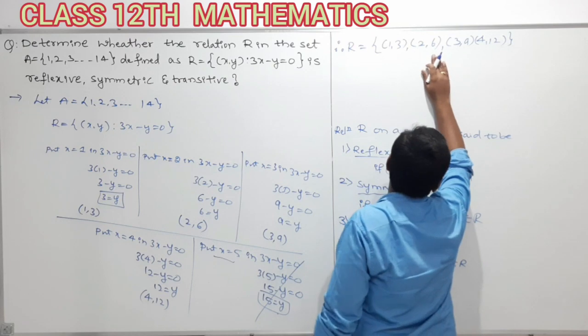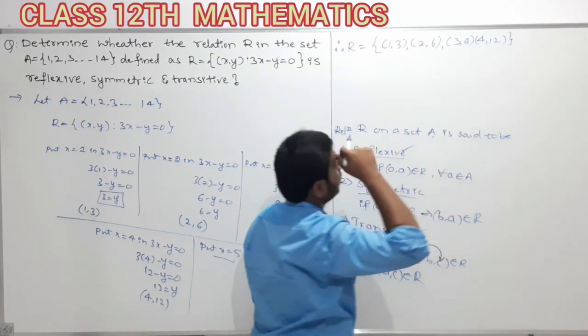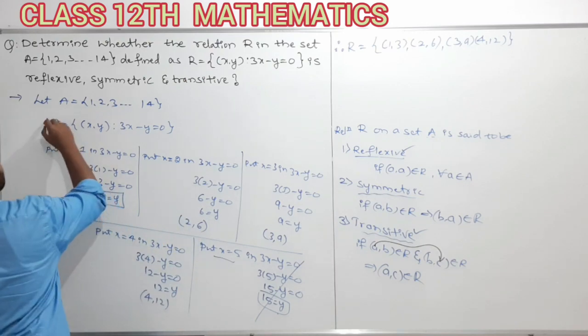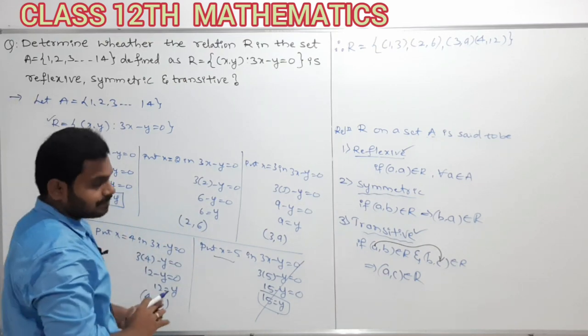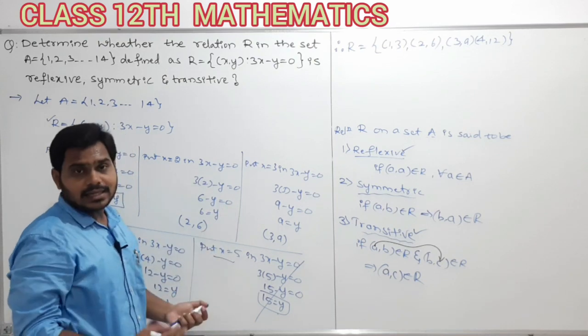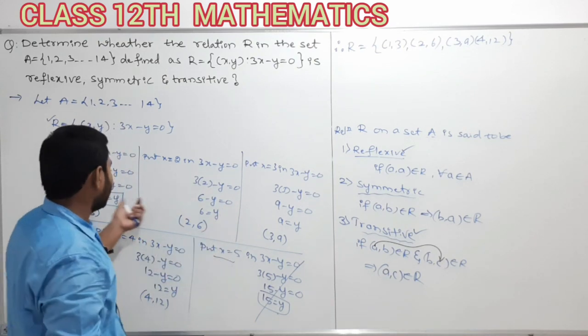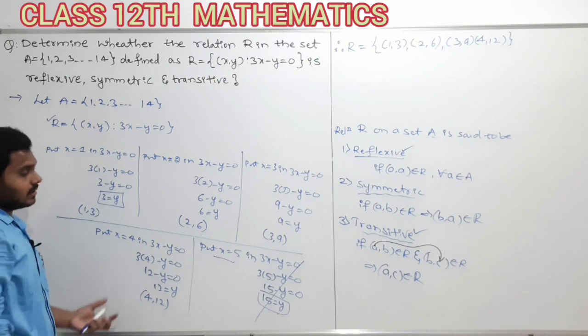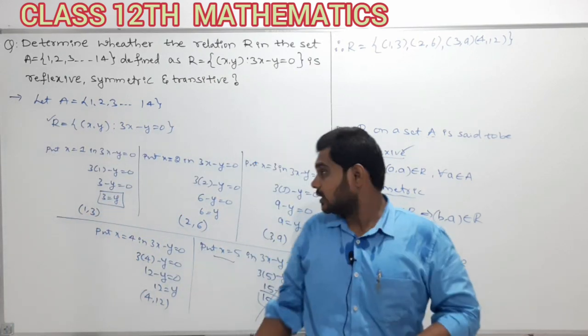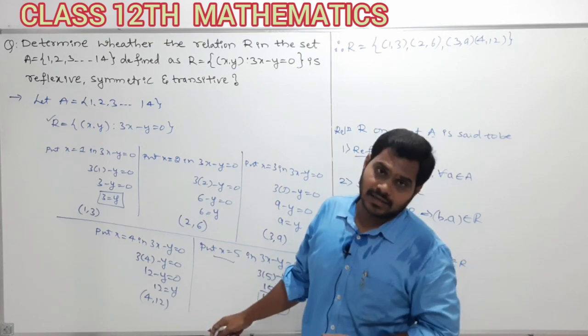1, 3, 2, 6, 3, 9, 4, 12. So these are the only elements contained in this relation R, my dear students. Clear? This is how it appears in the examination. No need to calculate this one. You can calculate in your mind or in your rough work. It is not necessary to write it in your annual examinations.